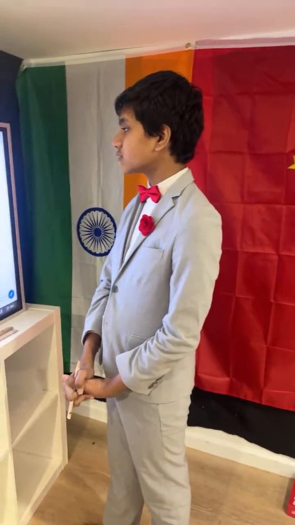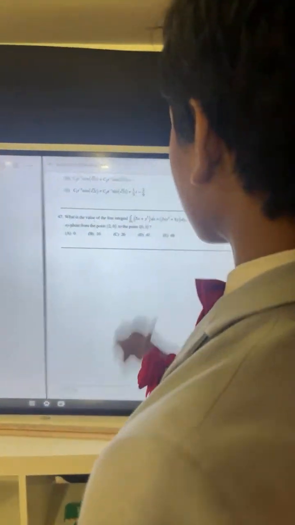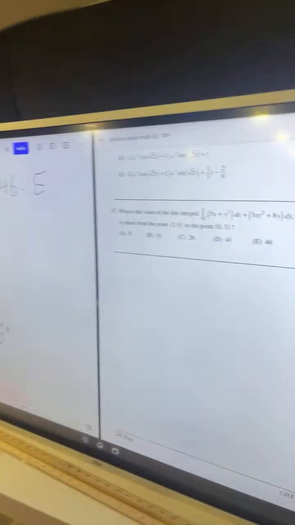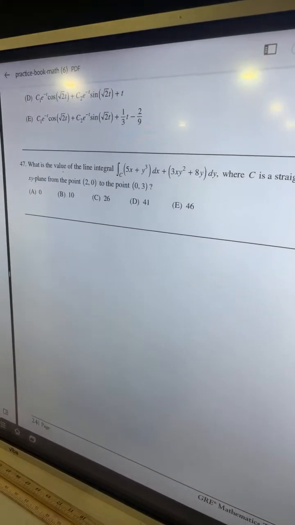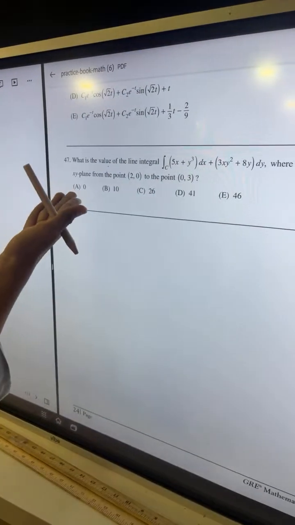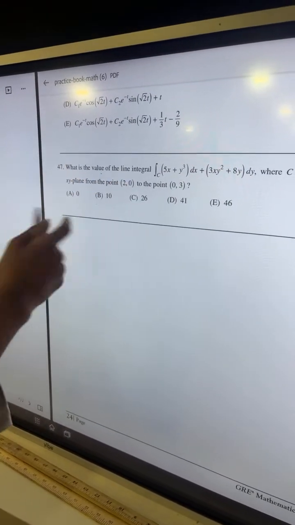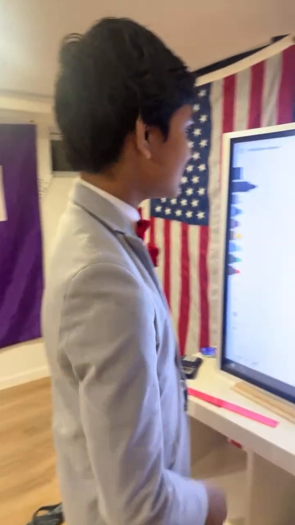We're going to be looking at another GRE math subject test practice test problem. So we have number 47 right here. What's the value of the line integral over a curve C of (5x plus y cubed) dx plus (3xy squared plus 8y) dy, where C is actually not a curve, but a straight line in the xy plane from (2, 0) to (0, 3)? So, first of all, let's figure out what the question is asking.